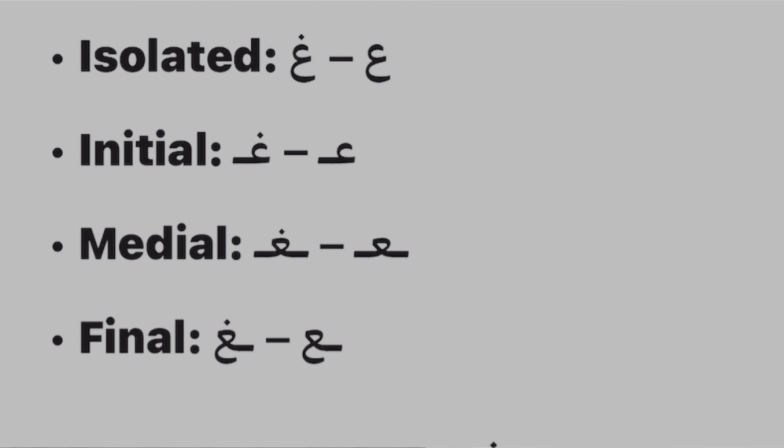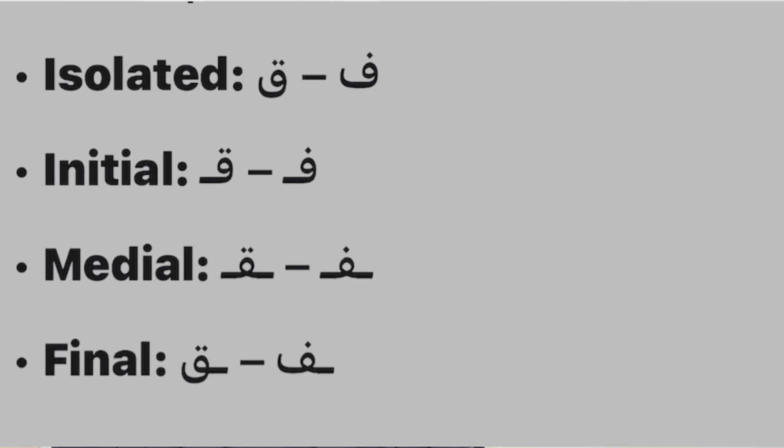Next, we have Ain and Ghain. These 2 letters have a curved shape that looks like an eye, which makes them easy to recognize. The only difference, Ghain has a dot on top. Now we have Fa and Qaf. These letters have a small circular shape at the top. Just remember, Fa has 1 dot and Qaf has 2.